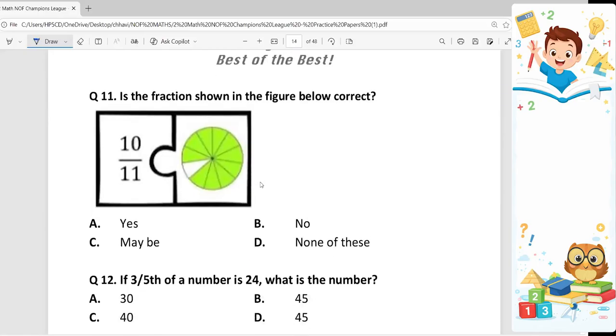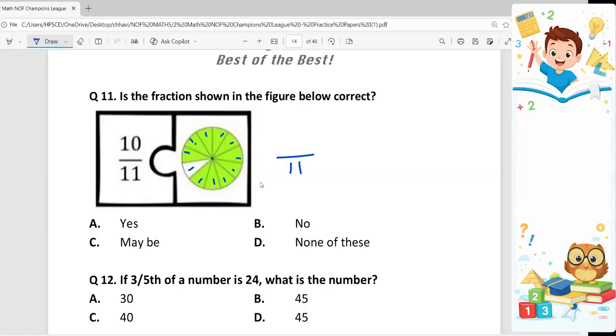11th one. Is the fraction shown in the figure below correct? Let's see. It's 10 upon 11, isn't it? So we have to count how many divisions there are. 1, 2, 3, 4, 5, 6, 7, 8, 9, 10, 11. So 11 is correct.